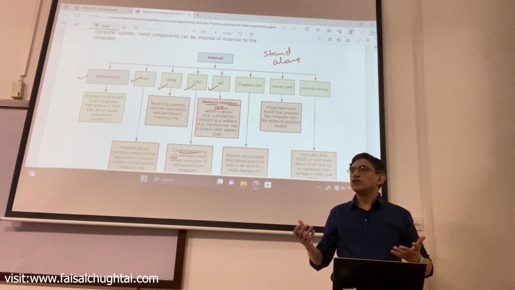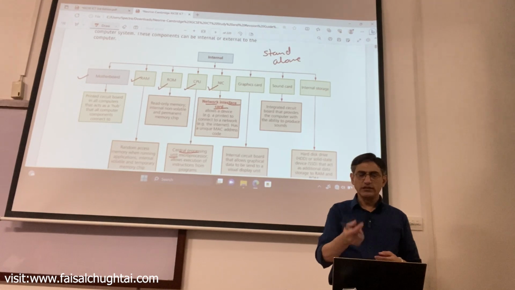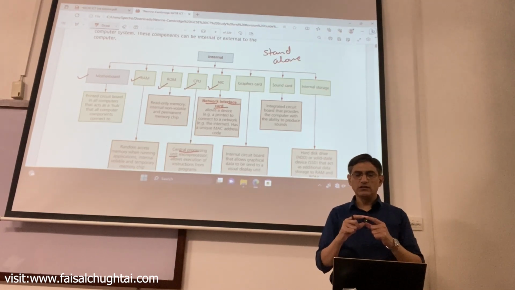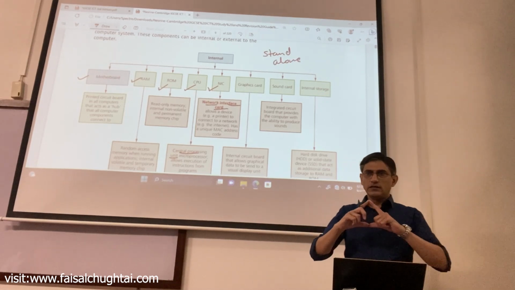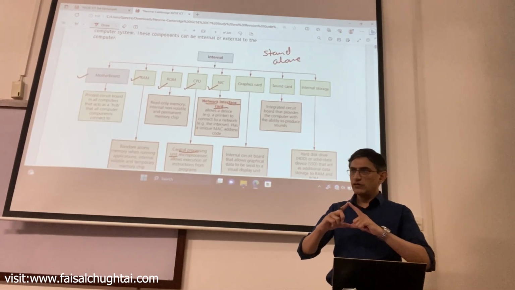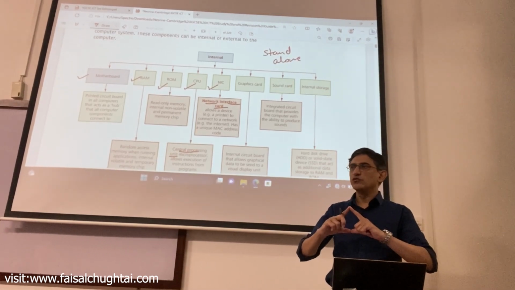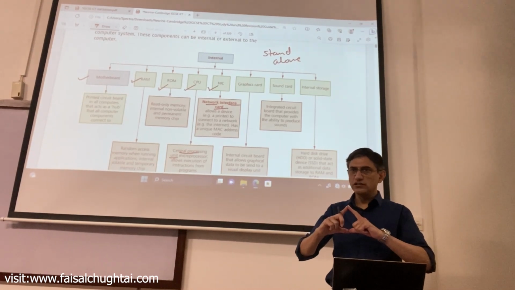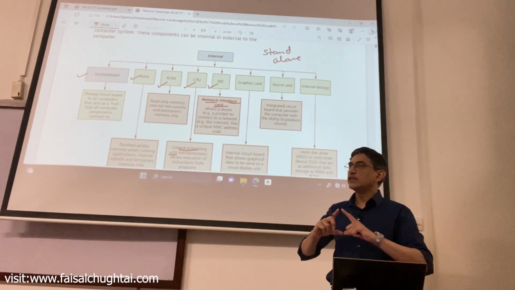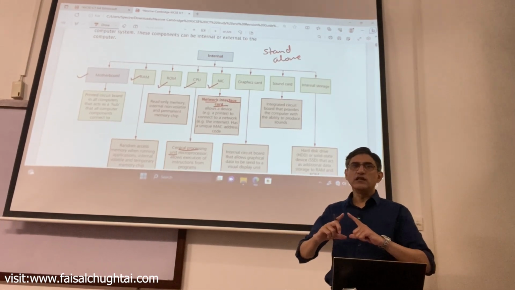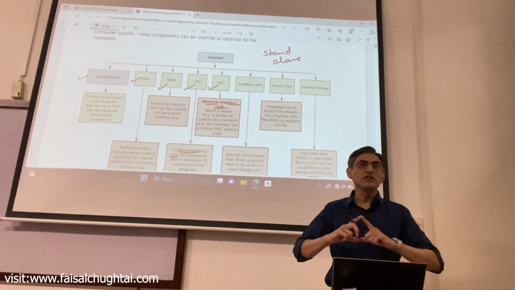All right. So if I were to define a network simply, so that I could describe the network interface card in a better way: a network is formed when two or more computers are connected together with each other so that they can share data or information, or they can communicate in simple words. Then I would say that the computers are networked.